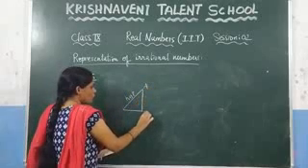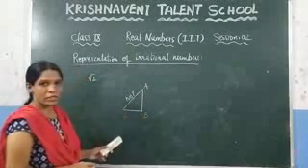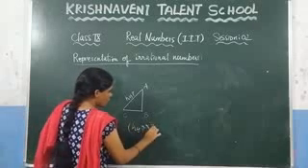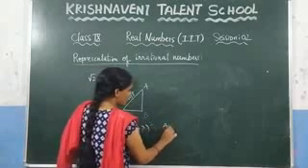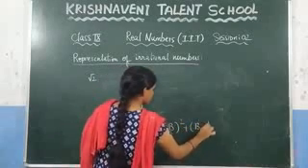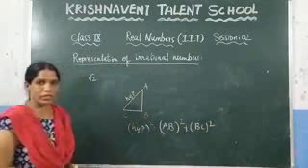And what the Pythagoras theorem states here, the hypotenuse square must be equal to the sum of the squares of the other two sides, which is AB square plus BC square. This is about the Pythagoras theorem.